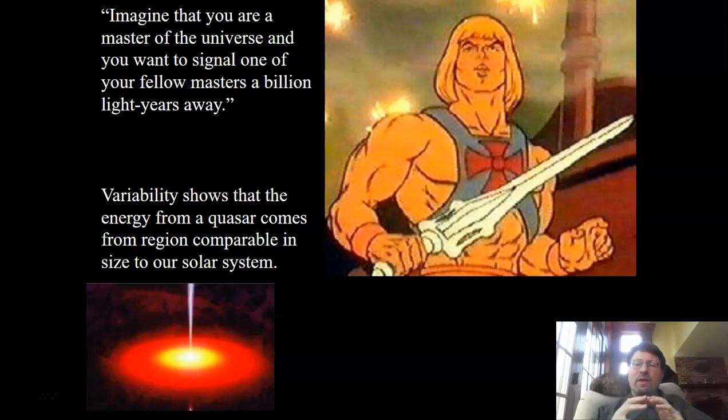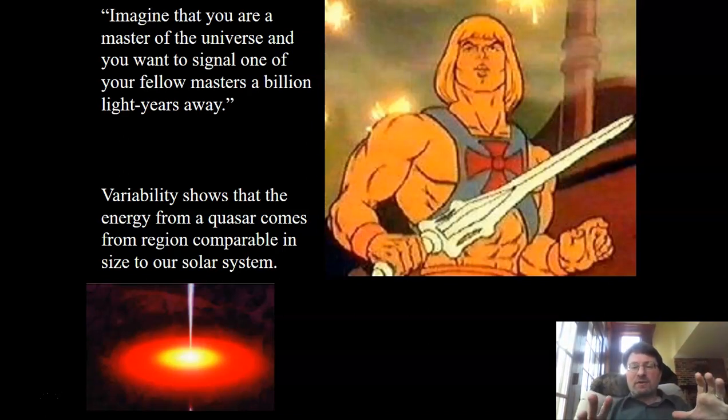Hope you get it. We can tell that the size of this object that's making this bright light has to be small. The reason we know that is because its brightness varies on a time scale of tens of hours or less. And so that puts it at sizes that are comparable to our solar system or smaller. Why do I say that?